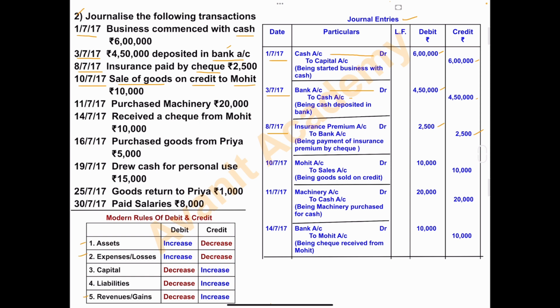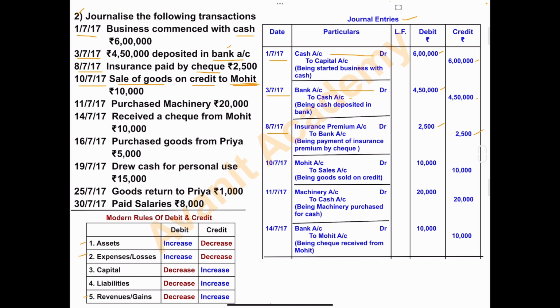Sale of goods ಅಂದ್ರೆ goods sale ಮಾಡಿದ್ದಾರೆ ಅಂದ್ರೆ business ಇನ earnings ಏನಿದೆ revenue ಏನಿದೆ increase ಆಗಿದೆ and increase in sales or increase in revenue is to be credited as per the rules of debit and credit. So ನಾವೇನ್ ಮಾಡ್ಬೇಕು? ಸೇಲ್ಸ್ ಅಕೌಂಟ್ ಅನ್ನ ಕ್ರೆಡಿಟ್ ಮಾಡಬೇಕು. Then one more account is the Mohit's account. In this transaction, Mohit is a debtor and debtor is an asset. So Mohit account is to be debited and sales account is to be credited.